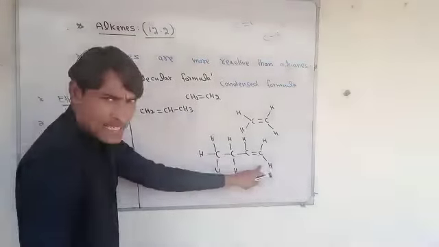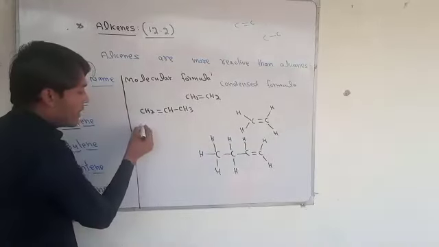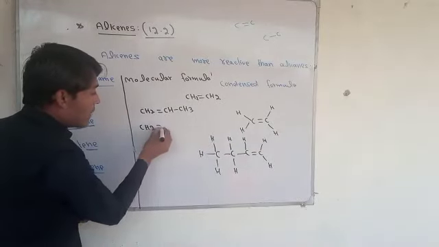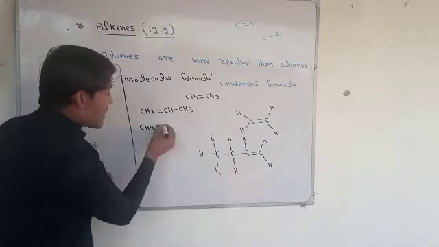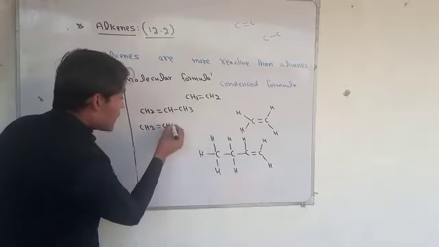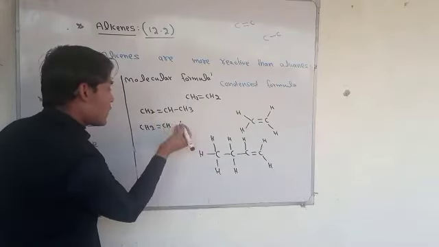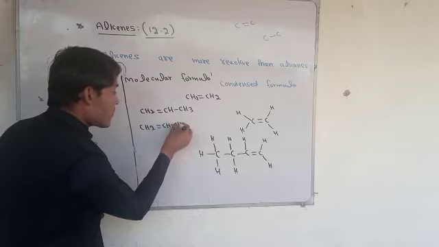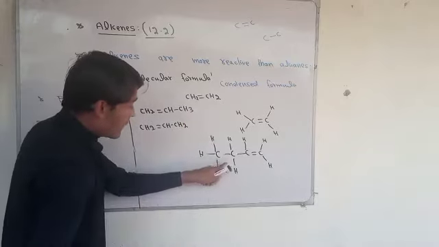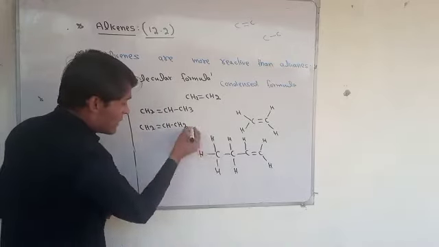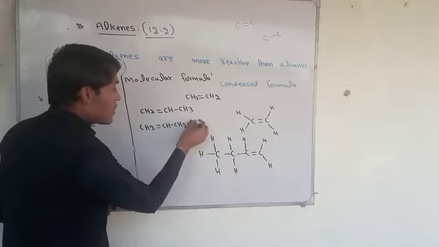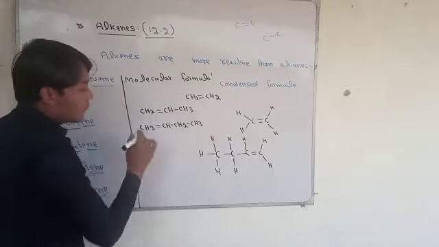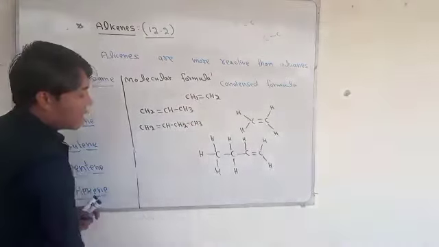And how to write this in condensed formula? The same rule should be obeyed here. CH2 double bond, and we have CH. We can write CH, and then what we have? CH2. Then we write CH, with a single bond, that's okay. If not, you can just write CH2, CH2. Then at the end, if you write the single bond, that's okay. If not, you can write CH3. So we can write it like this.